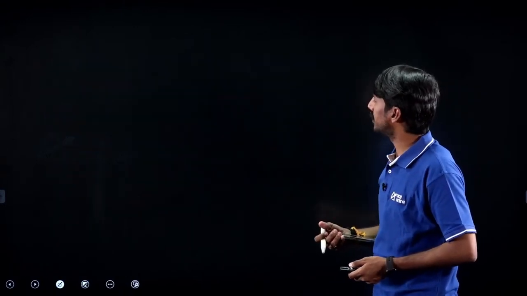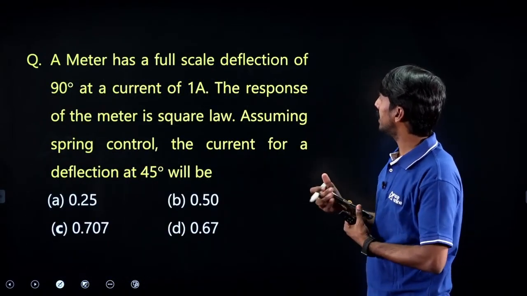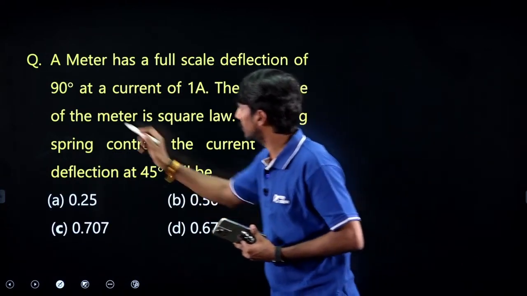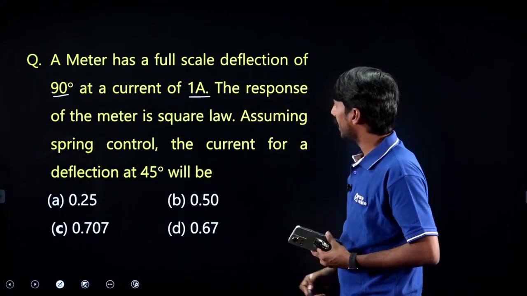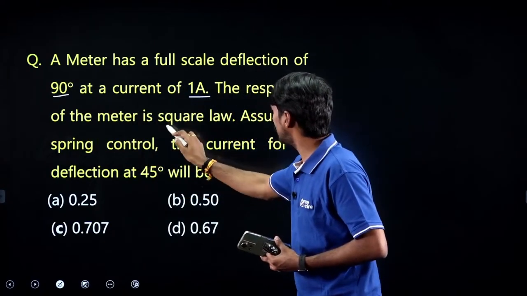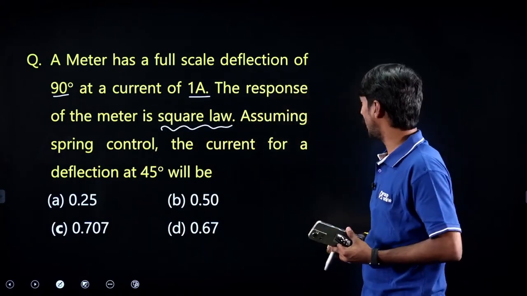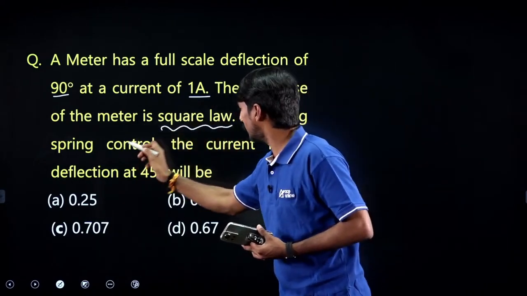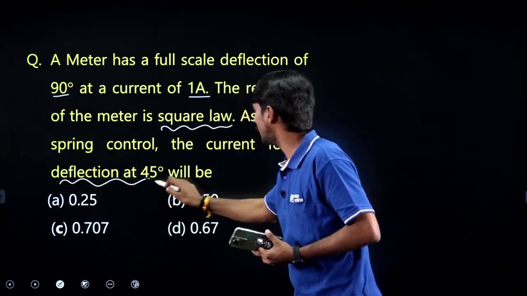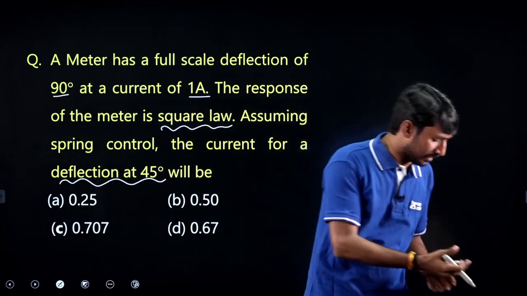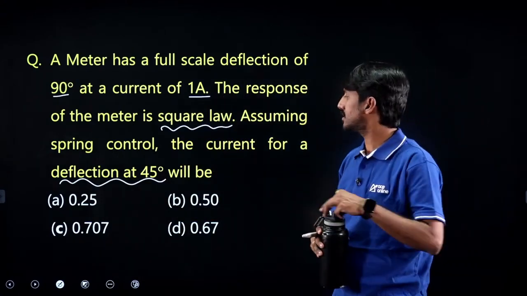Let us take one more. A meter has full scale deflection 90 degrees at a current of 1 ampere. The response of the meter is square law. Assuming spring control, the current for a deflection of 45 degrees will be? Take some 30 seconds of time and try.